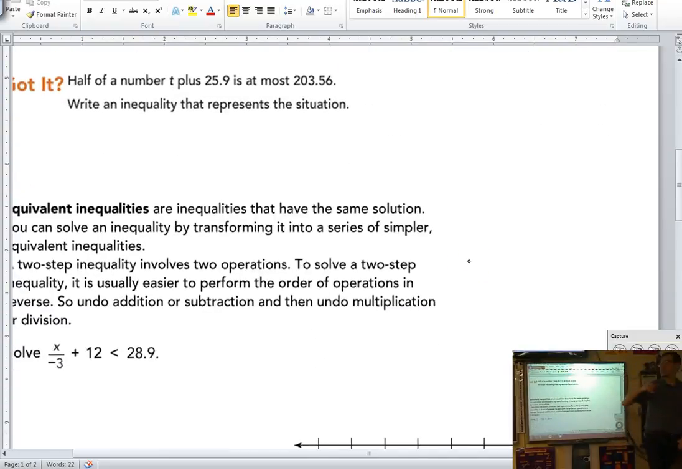First, we got to write it out. Half of a number t plus 25.9 is at most 203.56.